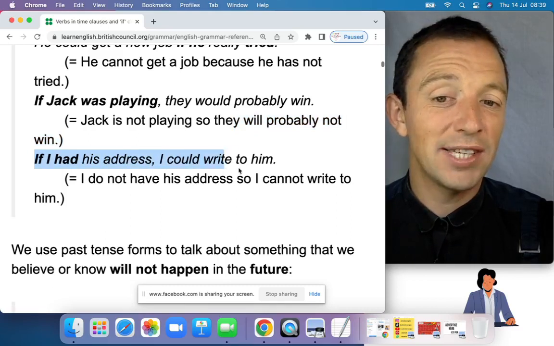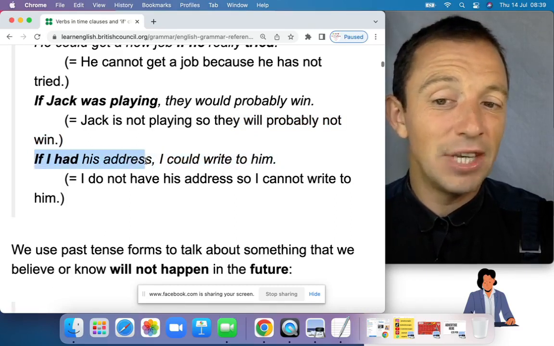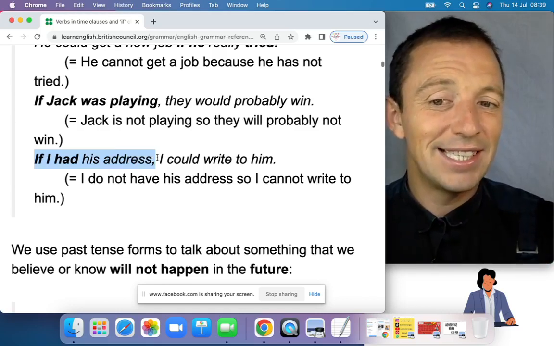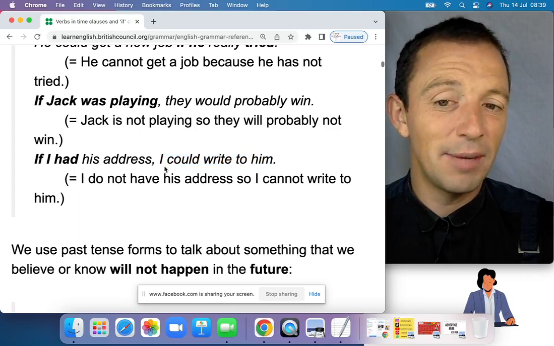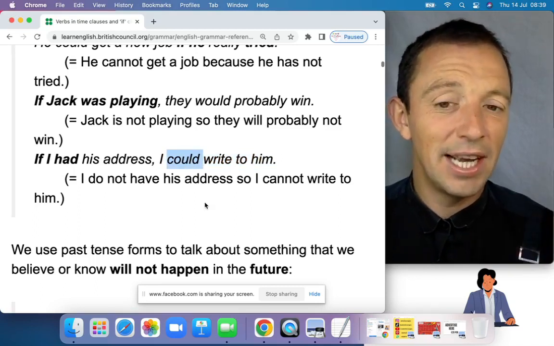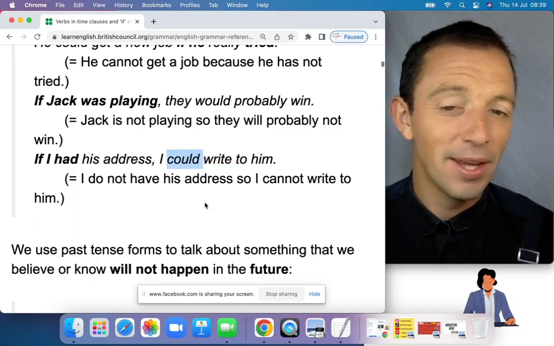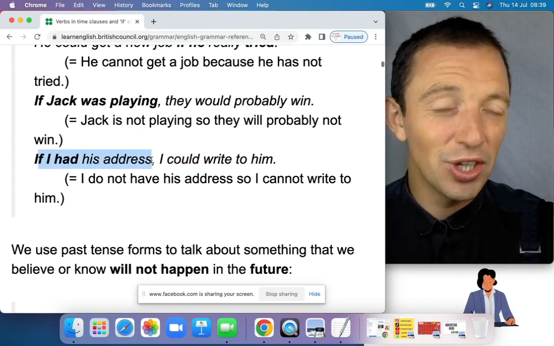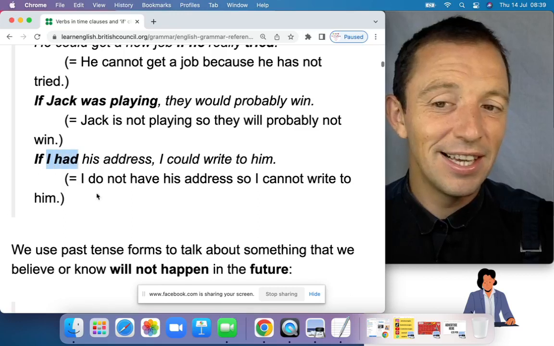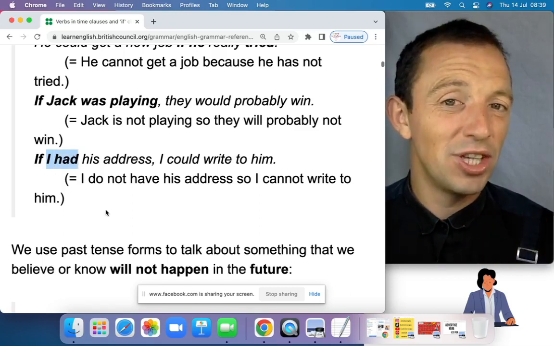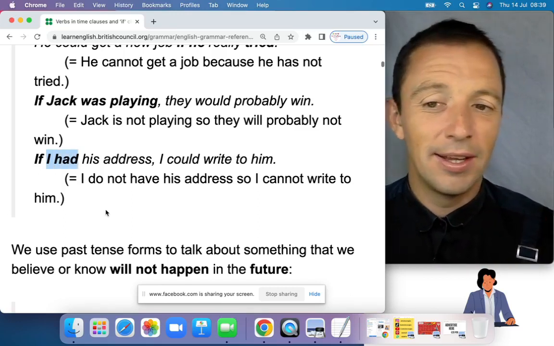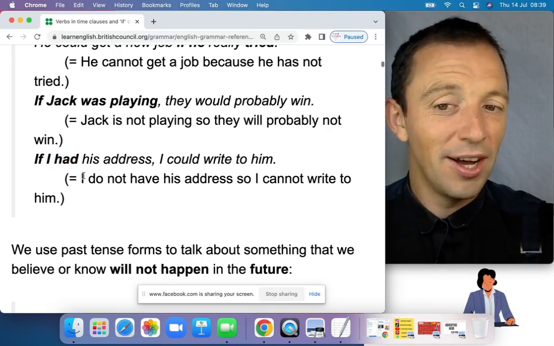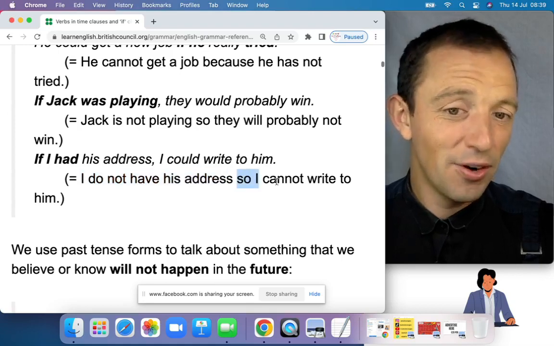Next, if I had his address, I could write to him. If is introducing the conditional clause: if I had his address, and the second, principal clause, I could write to him. Hypothetically, in theory, I could write to him if I had his address. So the conditional clause is in the past tense because it's a hypothetical situation, and that's the rule. So if I had his address, I could write to him hypothetically. Therefore, I do not have his address, therefore I cannot write to him.